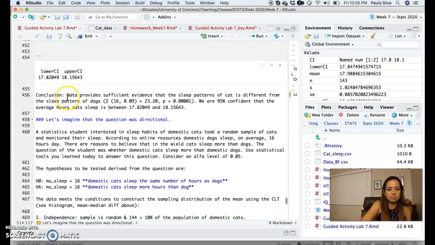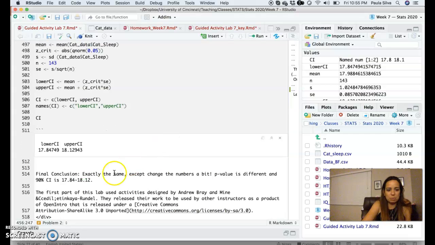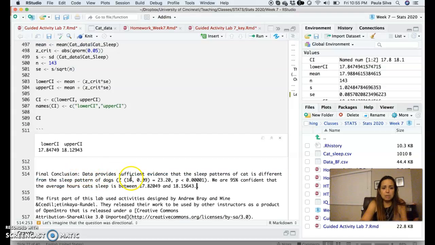Instead of saying it's identical, let's copy and paste it there, so you have it in the key. Data provides sufficient evidence that the sleep patterns of cats is different. So the Z value is exactly the same. The p-value is half the other one, but because the other one was already knocking it out of the park, 0.000 with 112 zeros, and the other one was 119 zeros, it's all less than 0.00001.